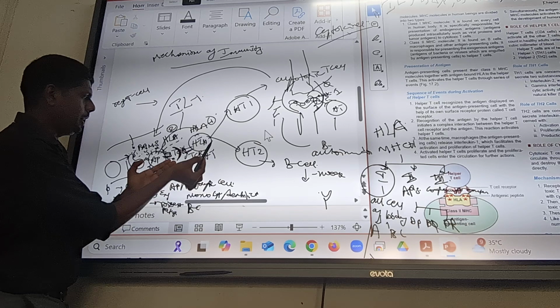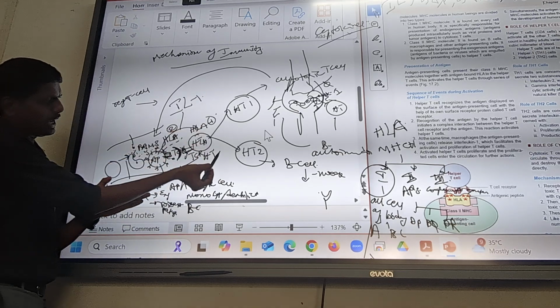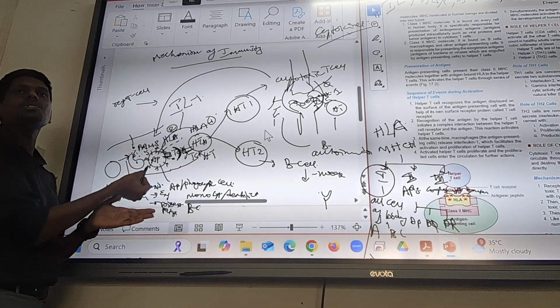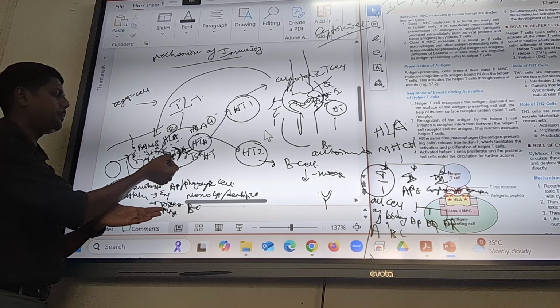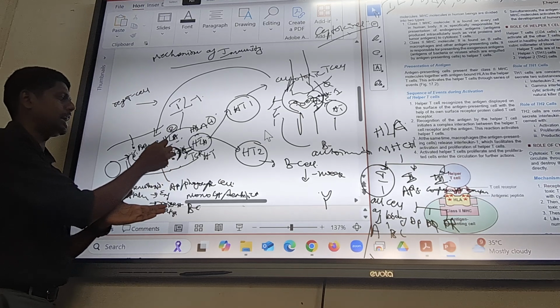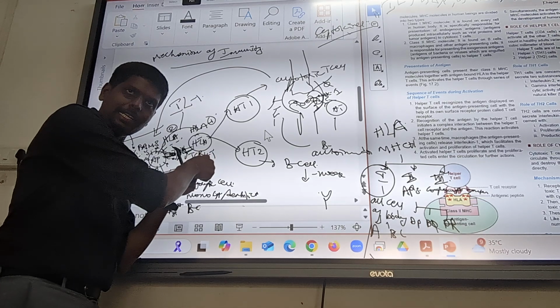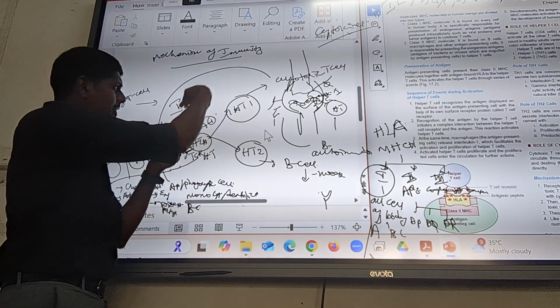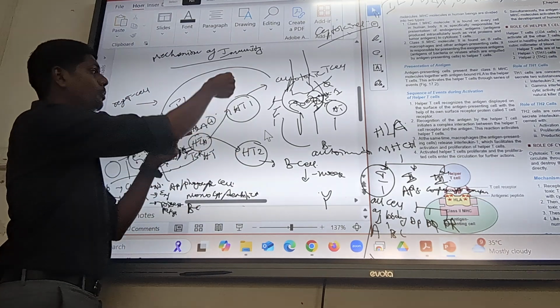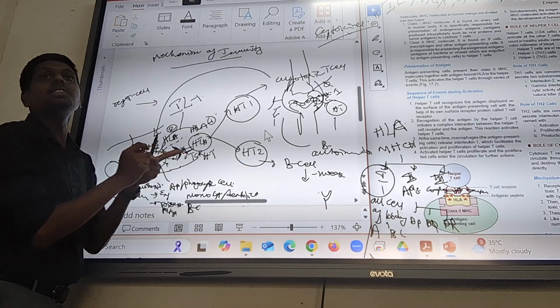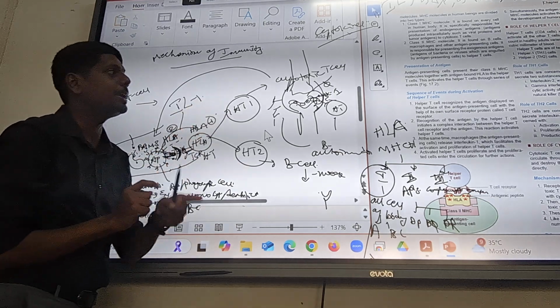Now, the helper T cells will read each other. Class 1 will read with class 2 and they will check the pathogen antigen with the help of T cell receptor. Then this activated helper T cell will again release two types of chemicals to make helper T cell 1 and helper T cell 2. What are those chemicals?